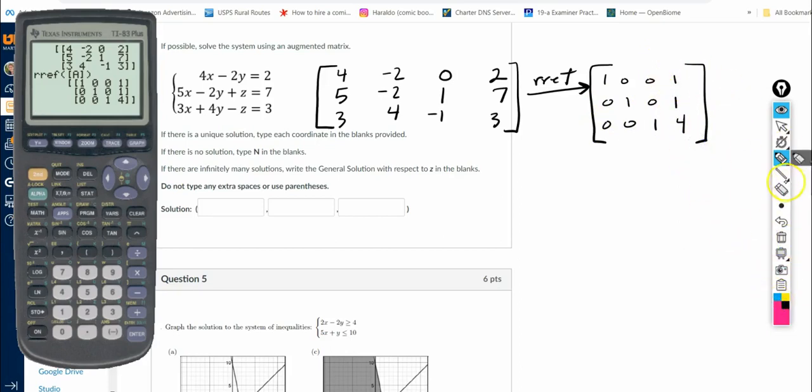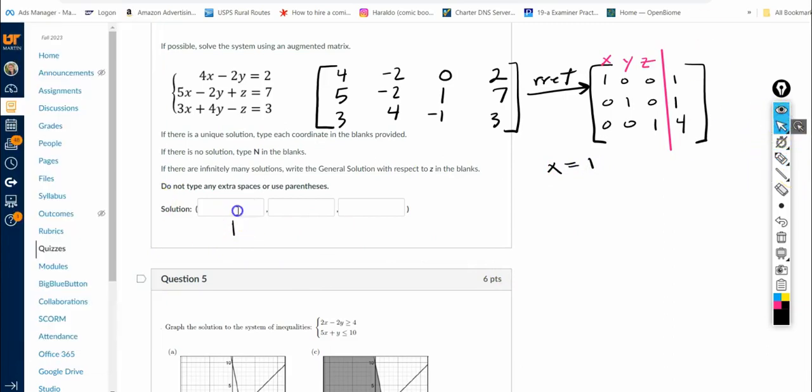Now I'm going to go from the matrix to a system of equations. So where the equal sign is where that line is drawn. So the first row tells me 1 times x plus 0 times y plus 0 times z equals 1. Okay, so x is equal to 1. And I'll go ahead and put that in here because my answer is going to be a point in 3-dimensional space.